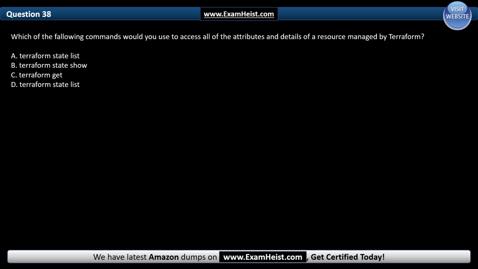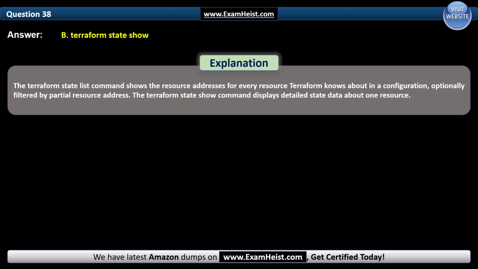Question 38. Which of the following commands would you use to access all of the attributes and details of a resource managed by Terraform? The correct option is B. terraform state show. The terraform state list command shows the resource addresses for every resource Terraform knows about in a configuration, optionally filtered by partial resource address. The terraform state show command displays detailed state data about one resource.